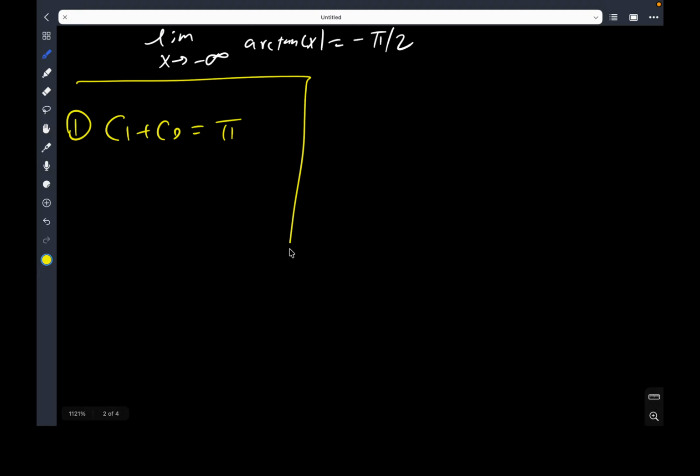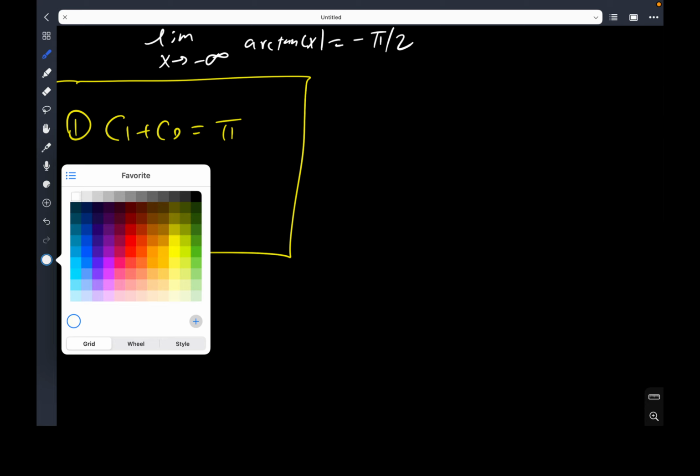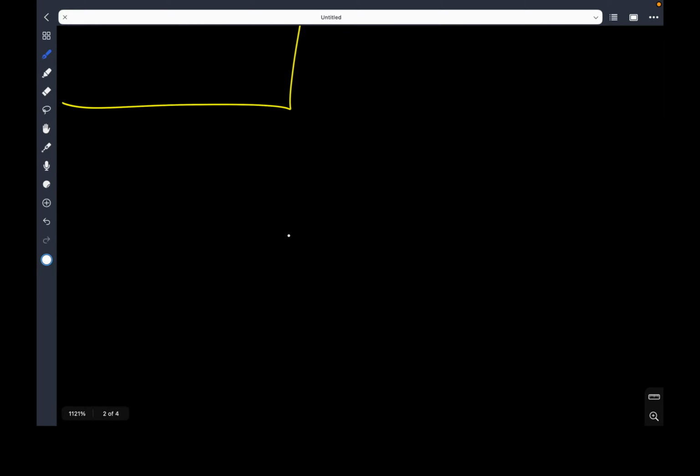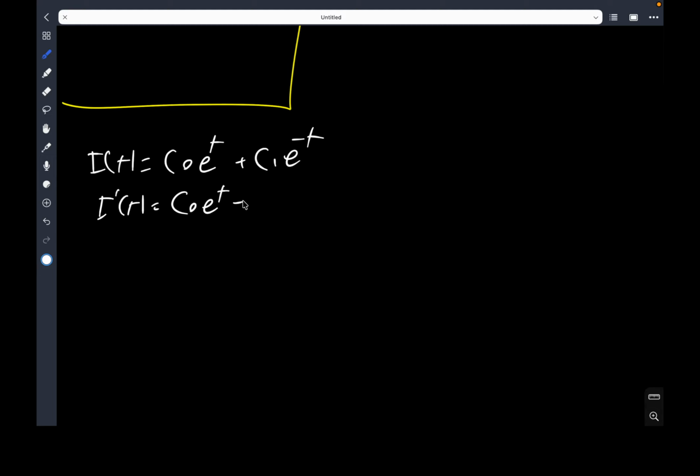I'm going to put this right here, and I'm going to want to find another equation to solve this system of equations. Notice that I prime of t, and first remember the I of t, which is c0 e to the t plus c1 e to the negative t. And if I take the derivative of it, it's going to be c0 e to the t minus c1 e to the negative t.